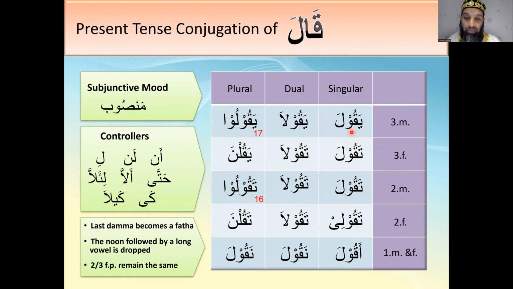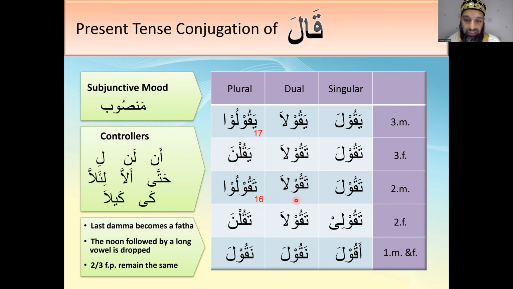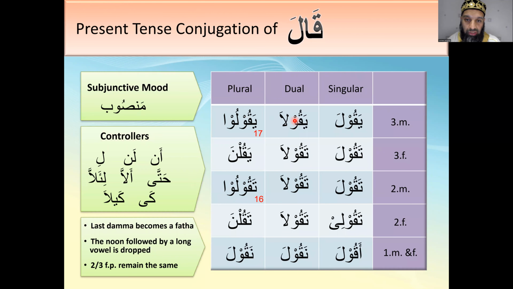The waw has dropped because you got two jazms, two sukoons, they don't come together. Some adjustment has to be made. So for this verb, the adjustment that is made is the waw has dropped. So it becomes yaqul. Look at these ones here, they don't change. The only thing that changes is the ending of the lam.